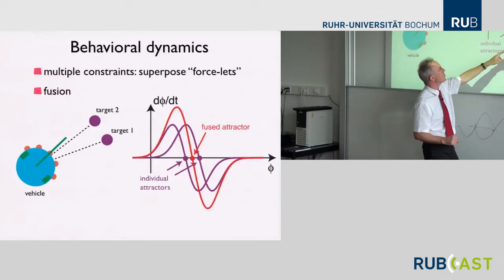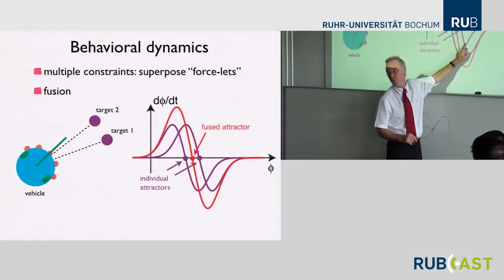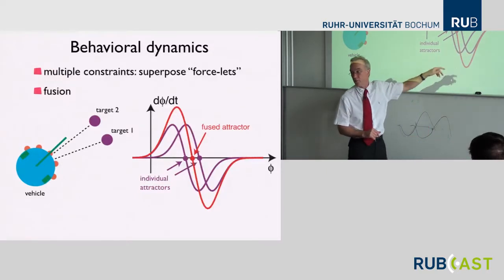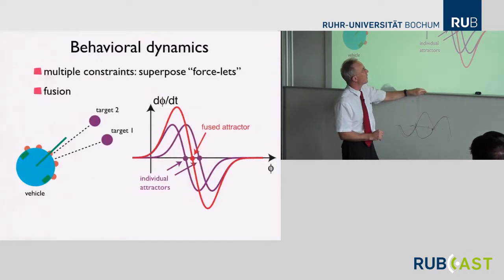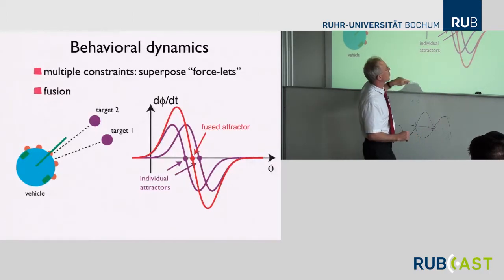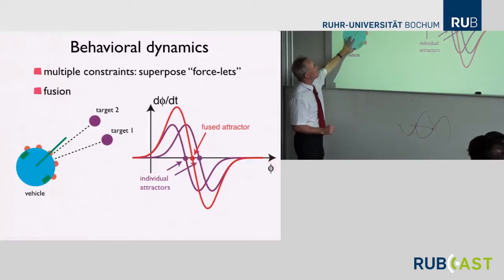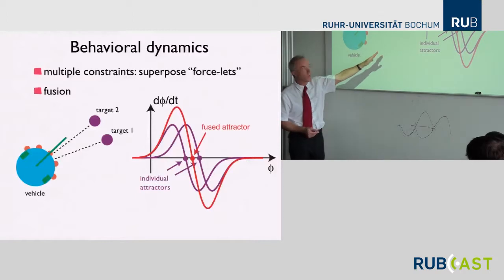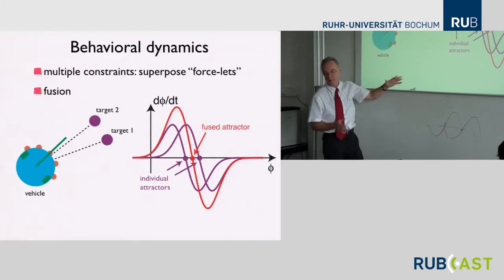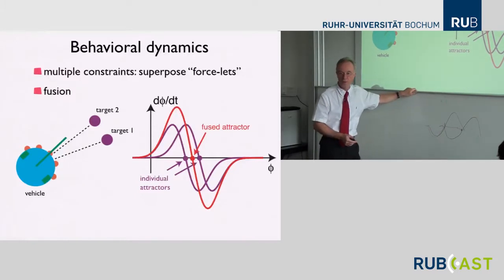If I just add these two forcelets for the two targets, then their linear parts will overlap and the red curve results. The red curve is actually the sum of these two. And what emerges is an attractor in the middle, a fused attractor, with some quantitative differences. That will mean the vehicle will move into the average of these two directions, which might be appropriate if the vehicle is fatter than the target. Maybe that's a good thing.